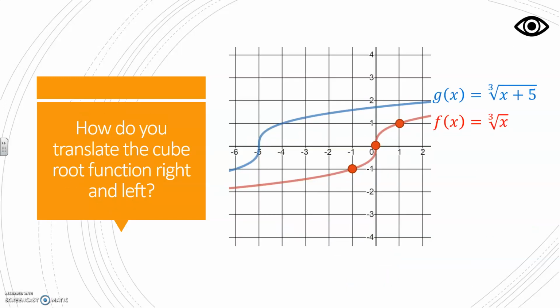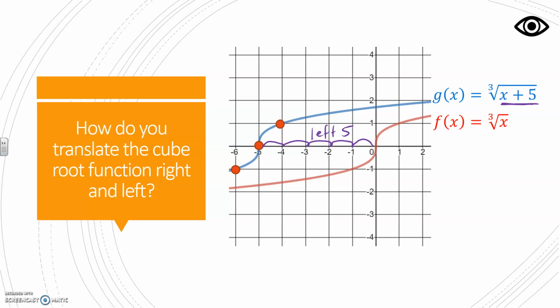Okay, now let's talk about what happens if we do something inside the radical. So you can see again, we're starting with our red graph, the cube root of x, and now we're translating it to g of x, which is the cube root of x plus 5. And again, the plus 5 is under the radical. And again, to get from red to blue, we can see that we go 1, 2, 3, 4, 5, but to the left. So you can see that all those key points translate 5 to the left.